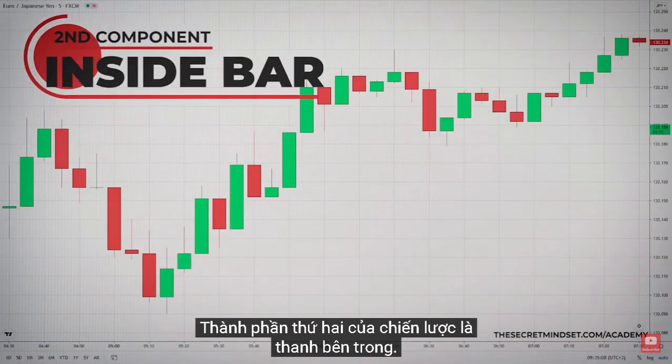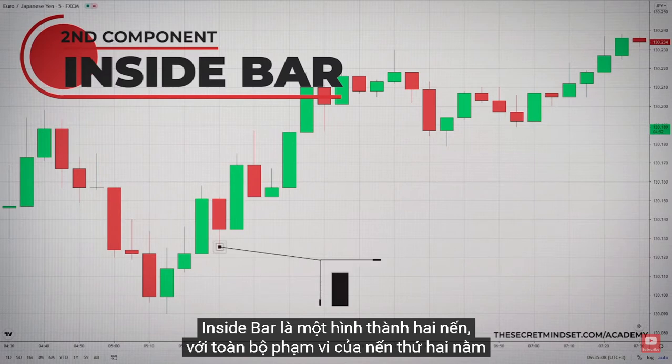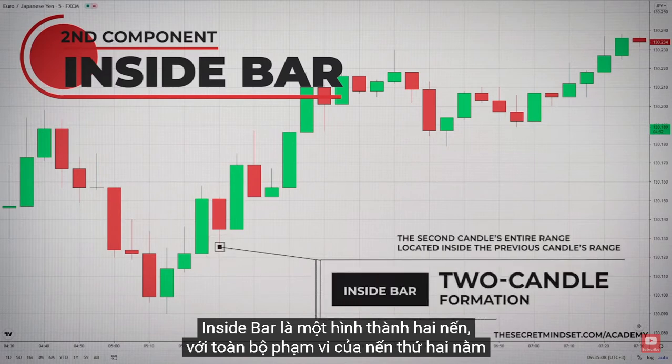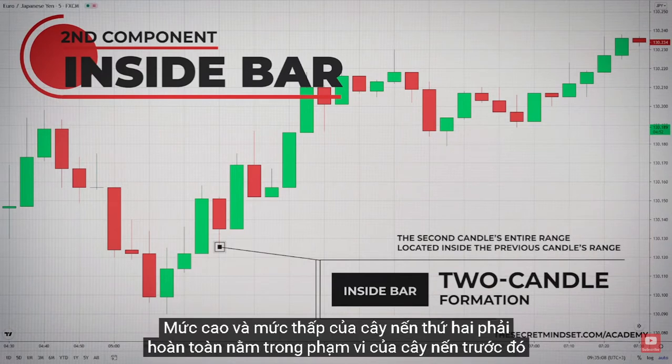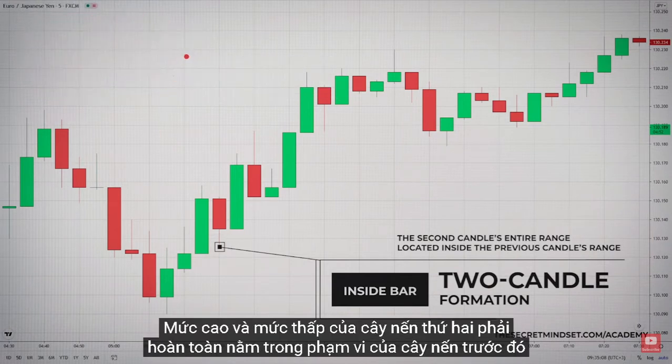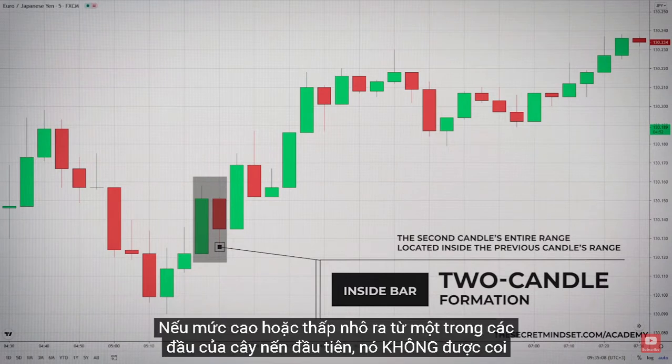The second component of the strategy is the inside bar. The inside bar is a two-candle formation, with the second candle's entire range located inside the previous candle's range. The high and low of the second candle must completely fit within the range of the previous candle. This is a valid inside bar. If the high or the low stick out from one of the ends of the first candle, it's not considered an inside bar.